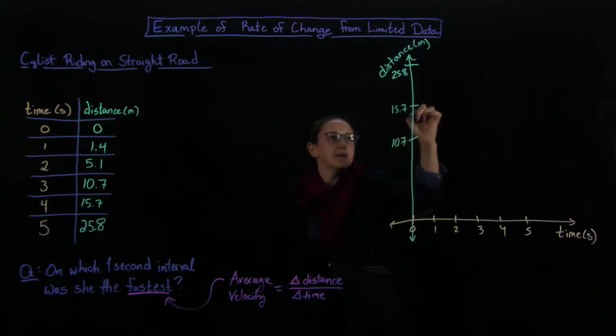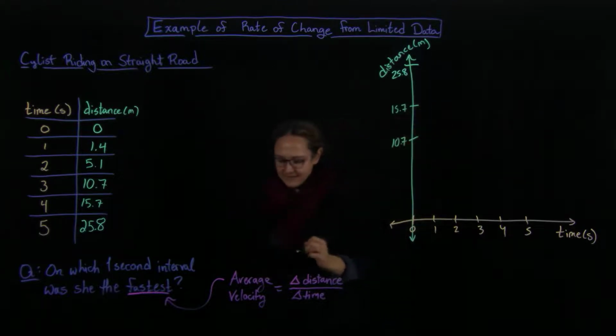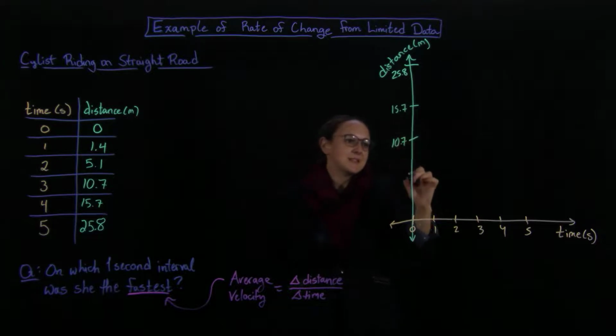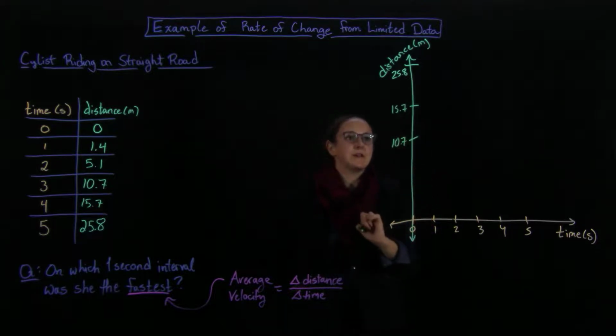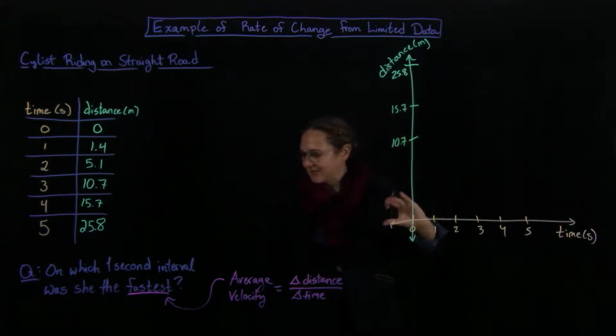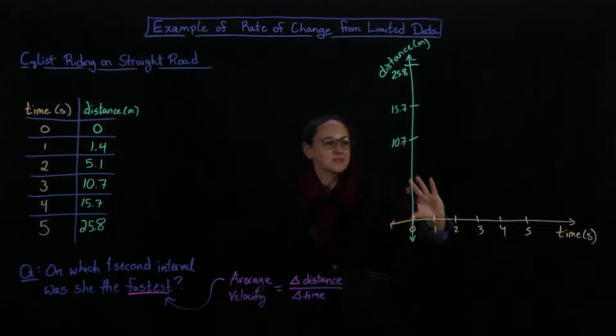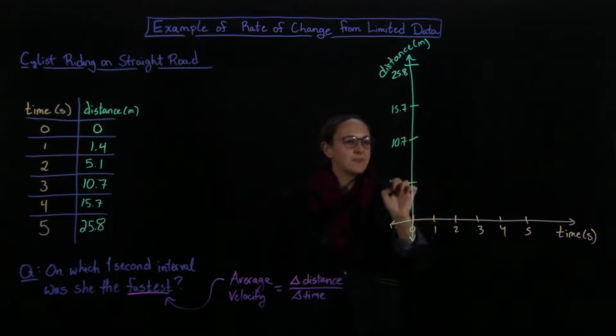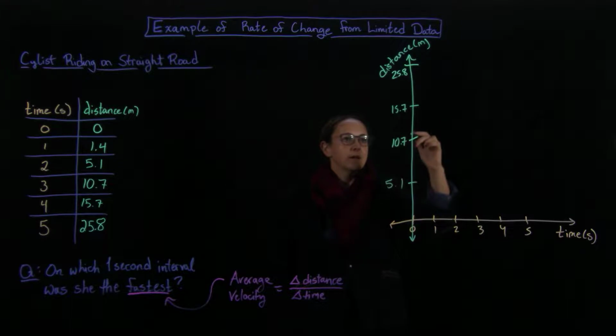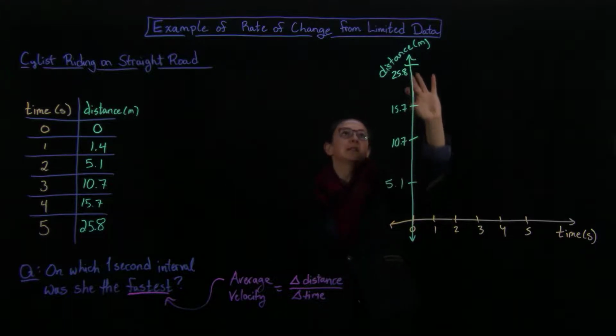I think I'm going to want that. I'm mildly unhappy with my spacing here, which is going to make it hard to figure out the fastest. Okay, so maybe I'll actually start on the bottom. So let's do 5.1 here, and then 10.7, 15. So this is kind of equally spaced.